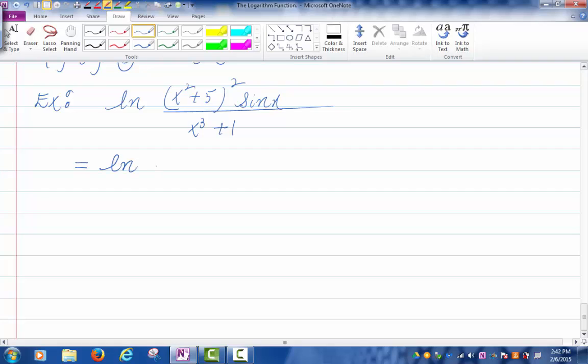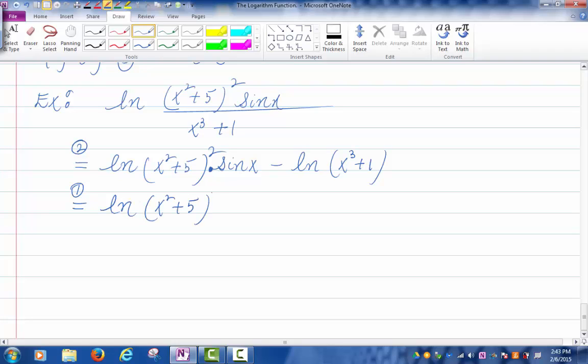Apply law number 2. You can write it as ln of (x squared plus 5) squared sine x minus ln of the denominator, and then, so this is where I used law number 2, and now I can use what? What should I use? Law number 1. I'm going to view it as the product here. So this is ln of (x squared plus 5) to the 2 plus ln sine x minus ln of x cubed plus 1.